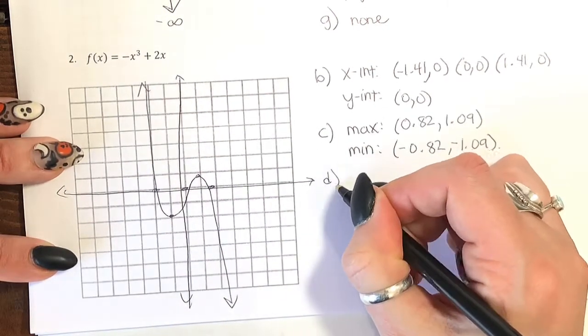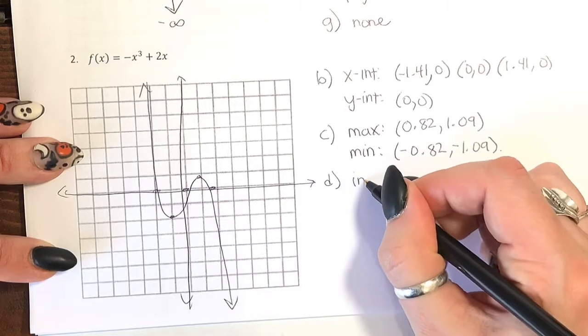Okay, the next section, part D, is when is it increasing versus decreasing.